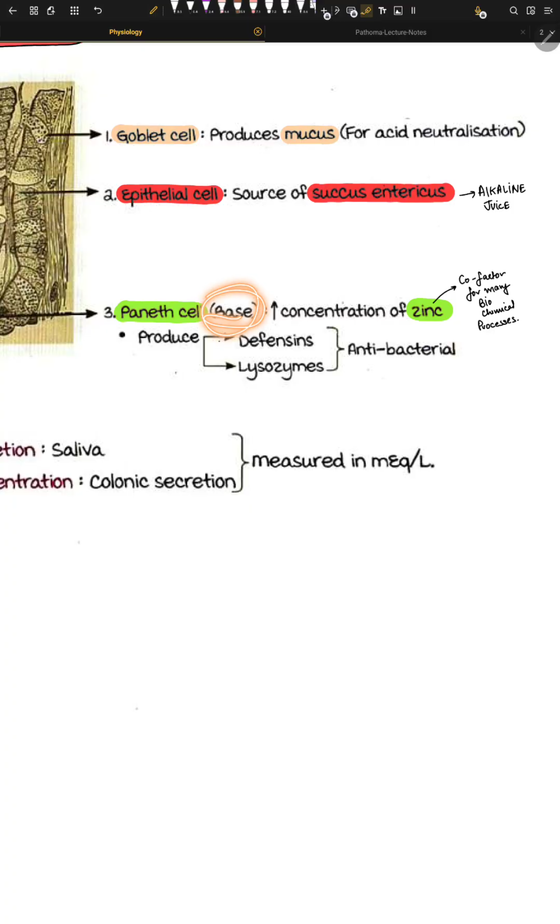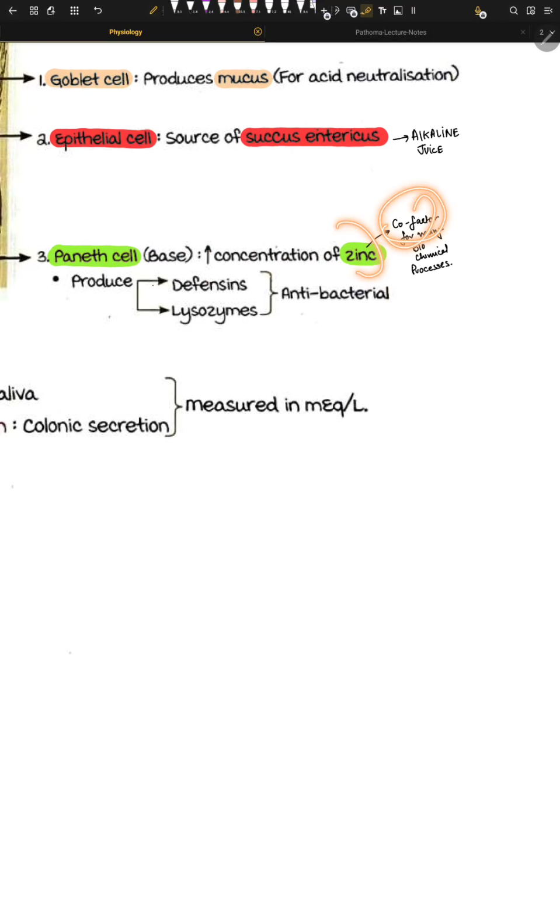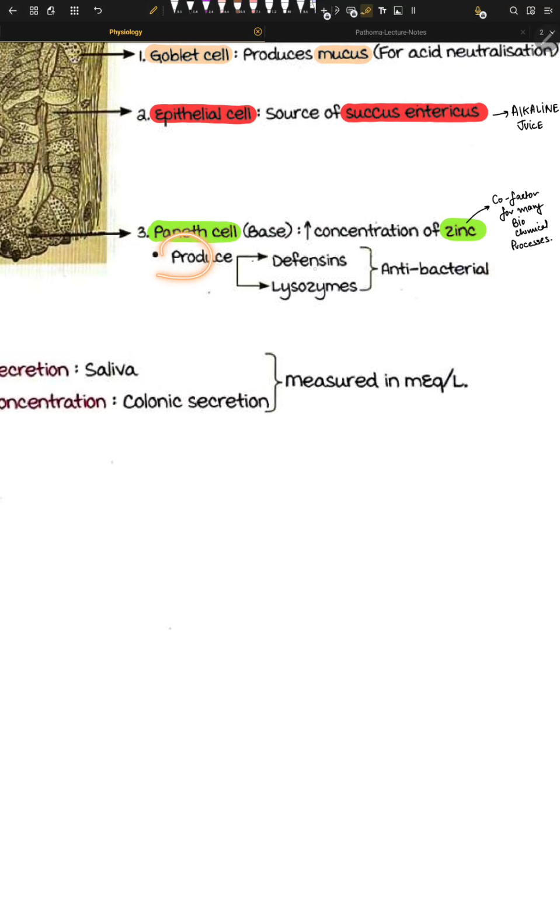Now, these are present at the base. They have a high concentration of zinc. Zinc is the cofactor for many biochemical processes. That's why they have a high concentration of zinc, and they produce something called defensins and lysozymes. Now, these defensins and lysozymes are amazing antibacterial agents.